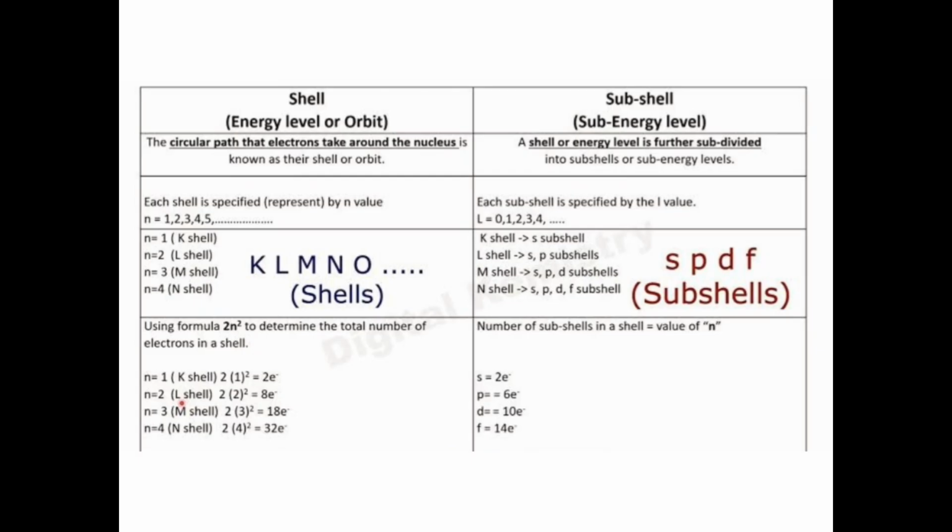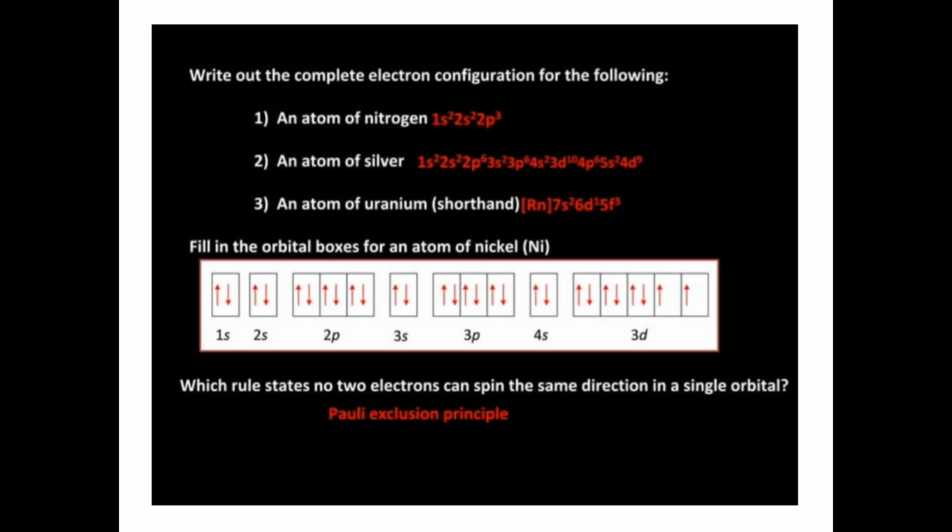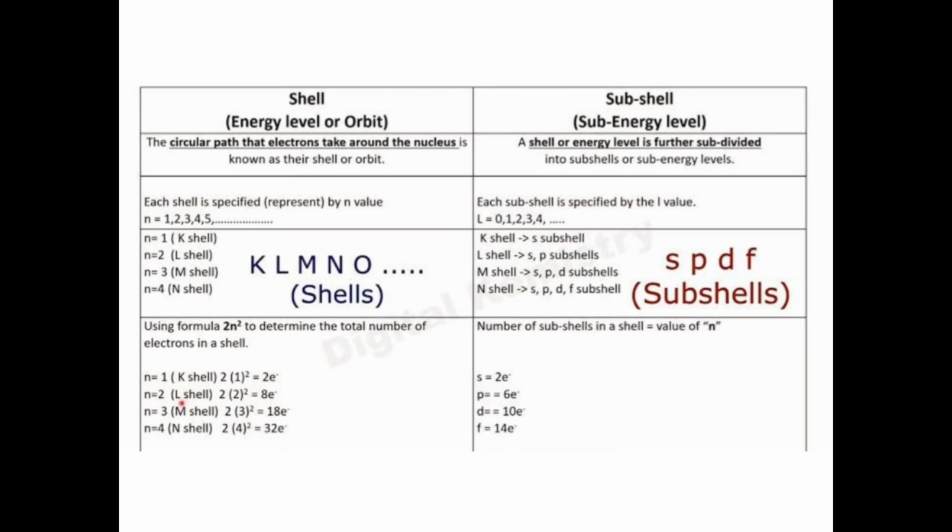Now, let's look at the shell and the subshell. There are no major differences for the shell. The shell orbital is the energy level of the orbit, where we have the K, L, M, N shells. Like I've said the other time, we have the shell and we have the subshell. Shell is the energy level or orbit, while subshell is a sub energy level. The circular path that electrons take around the nucleus is known as the shell or the orbit, while the subshell is a shell or energy level that is subdivided.